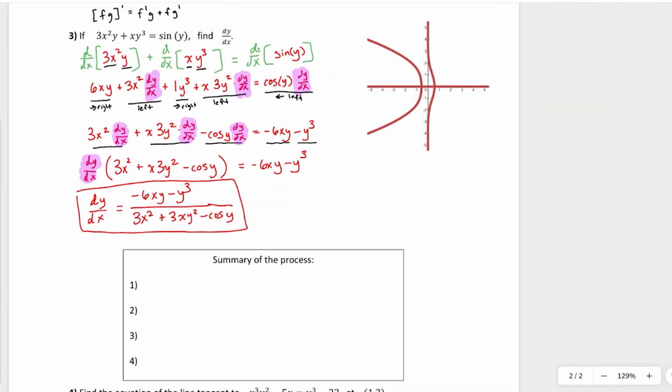I'll let this sink in. Okay, let's summarize this process. How did we get there? Okay, we started with this equation. How do we get here? Let's break it down. First, you're going to differentiate each term.